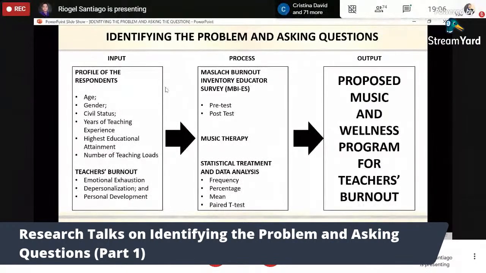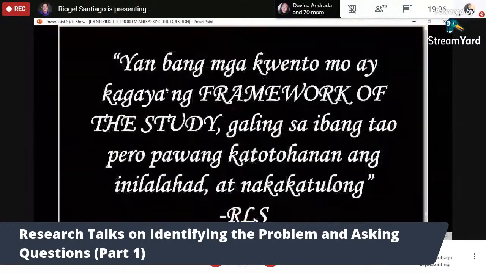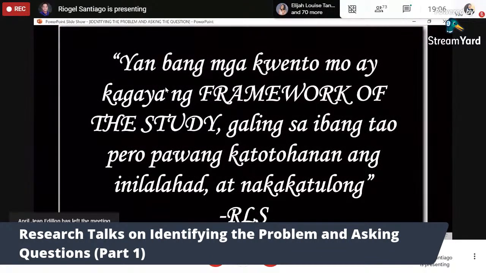Now, itong pinapakita ko po na ito ito po yung aking ginamit na IPO doon sa aking paper during my masteral days, no? Yung aking music therapy technique. Okay po. Now, another hugot. Sabi nga dito yan bang mga kwento mo ay kagaya ng framework of the study? Galing sa ibang tao, pero pawang katotohanan ang nilalahad at nakakatulong.